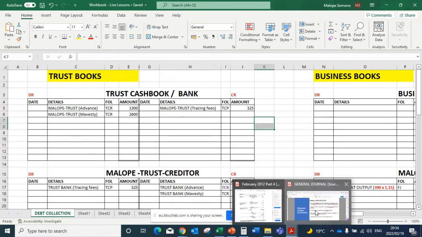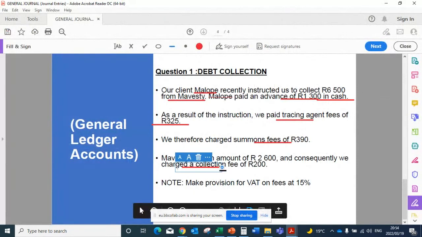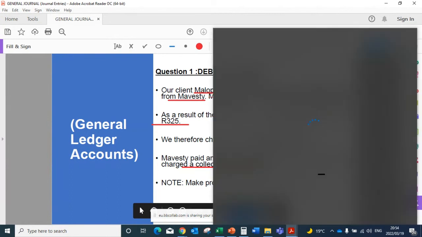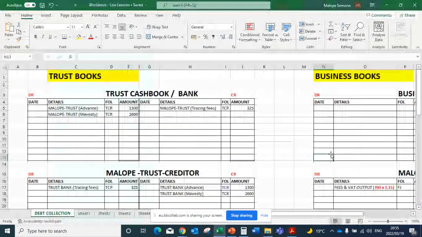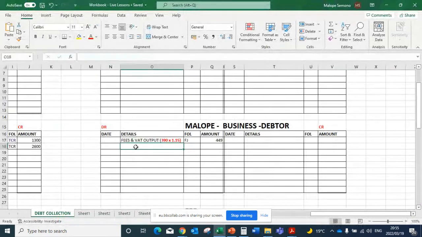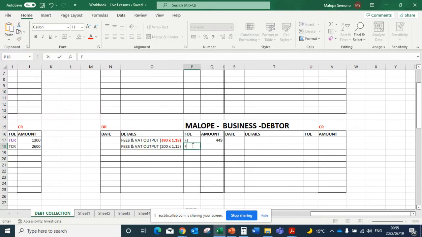But if we go back to the question, at the same time we charged a collection fee. Remember, we are charging our client 200. The minute we charge the fee, as usual, we go to the business books, the same way we charged the other fee. I'm going to say fees, and we're charging 200. I'm going to say 200, and then FJ.